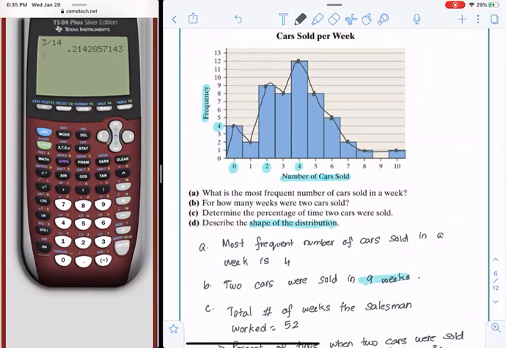So as I mentioned earlier, the purpose of a histogram is to identify the shape of data. And that's exactly what we were able to do in part D.